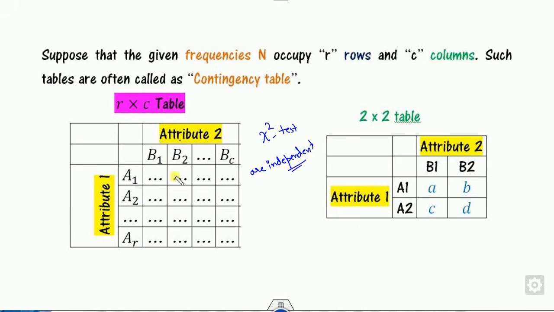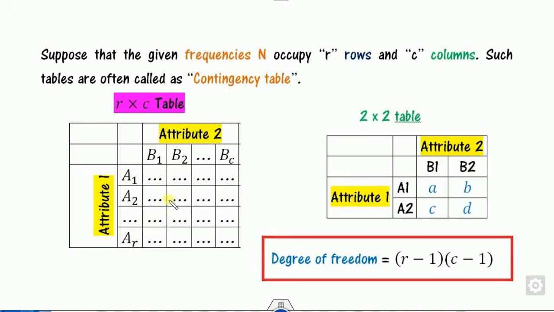If you look at this R cross C table, what is the degree of freedom? If there is only one row, we have seen that it is n minus 1. Since there are R rows, it is R minus 1 for the rows and C minus 1 for the columns, and they are independent, so we multiply them. For 2 cross 2, the degree of freedom is 2 minus 1 times 2 minus 1, which is 1.